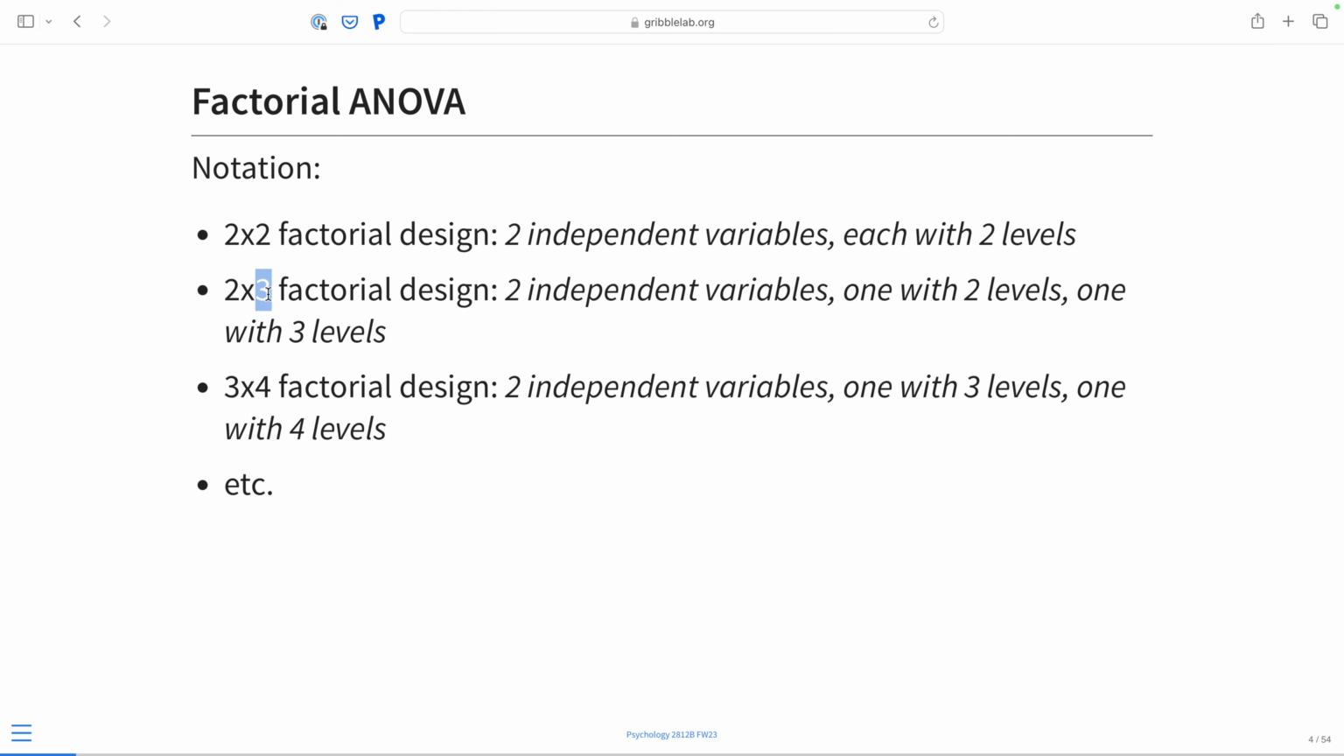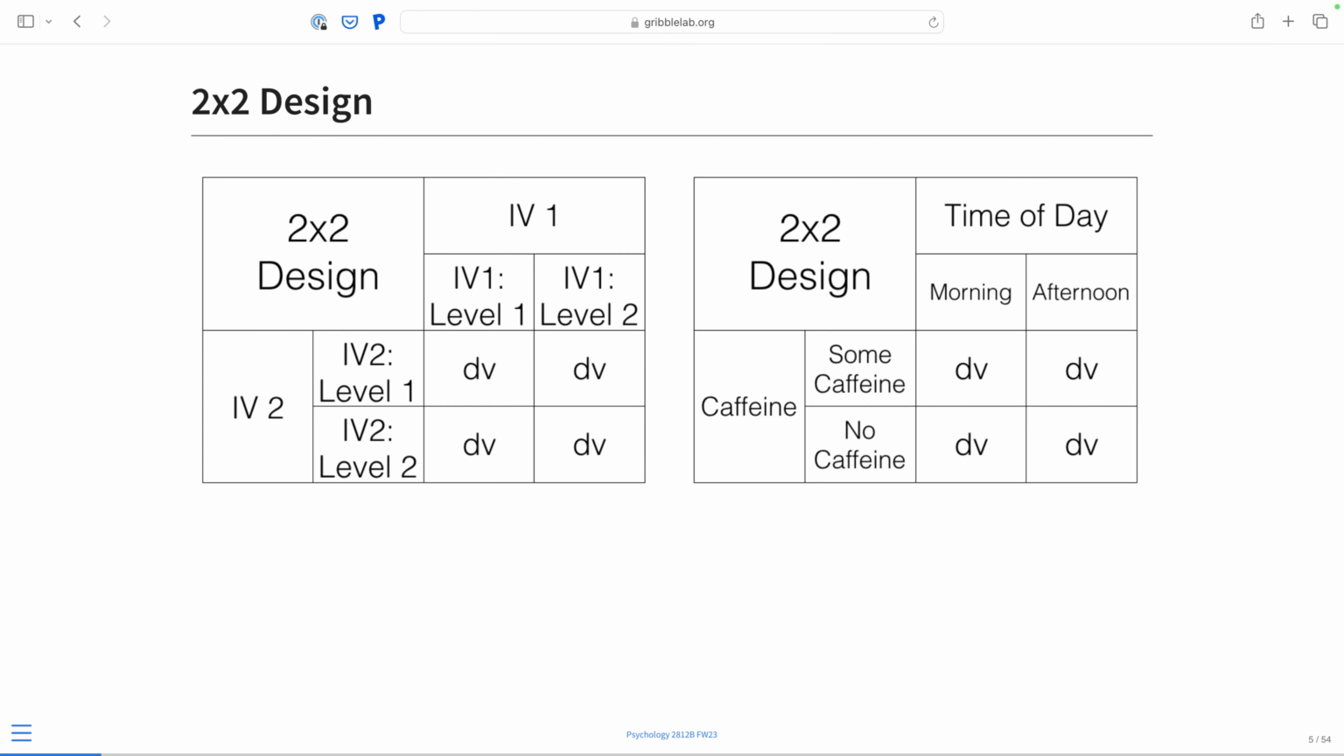So that might be males versus females for factor 1, and placebo versus drug 1 versus drug 2 in factor 2. A 3 by 4 factorial design still has two independent variables, two factors. The first one has three levels, and the second one has four levels, and so on. So when you see that number x number notation, that's what it means.